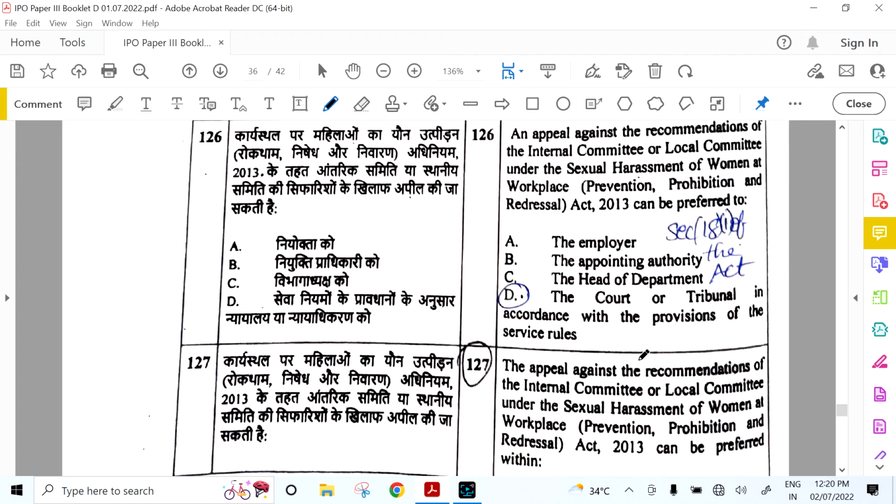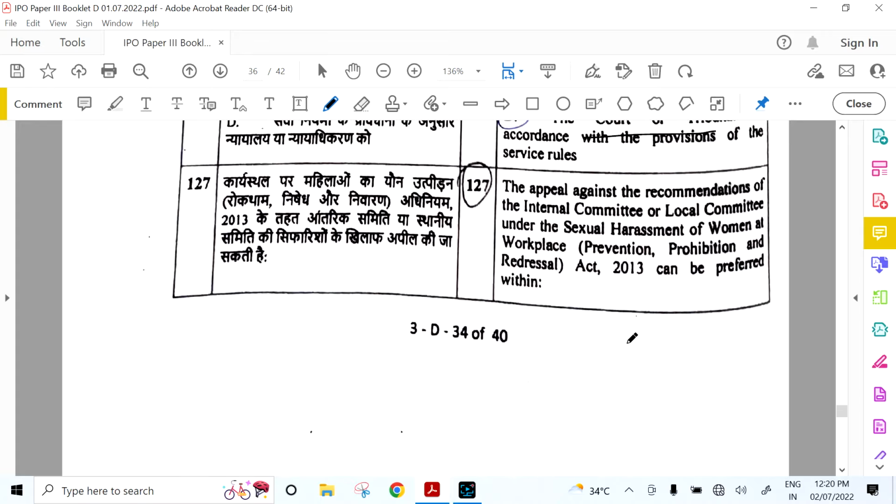An appeal against the recommendations of the internal committee or local committee under the Sexual Harassment of Women at Workplace Act 2013 can be preferred to the court or tribunal in accordance with the provisions of the service rules. It is covered under Section 18(1) of the Act.